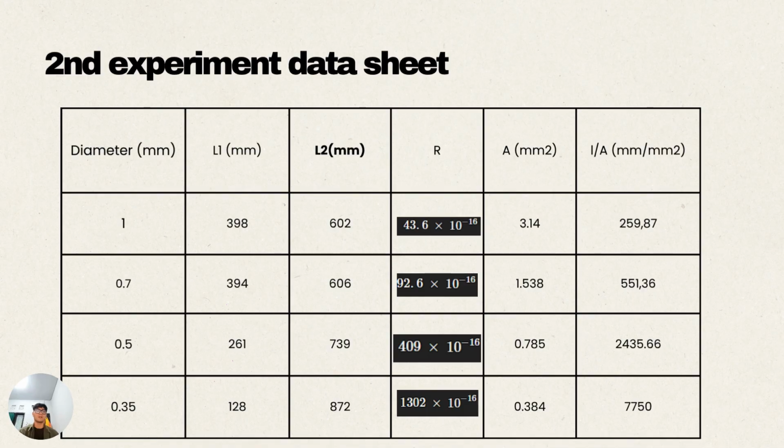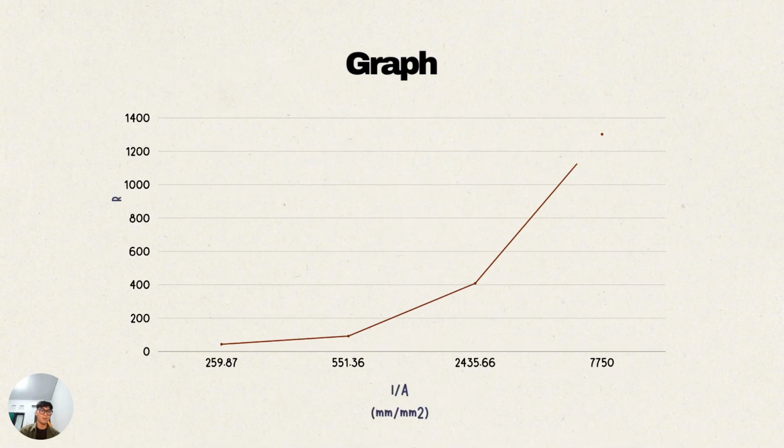For 0.35 diameter, we have L1 is 128 millimeters and L2 is 872 millimeters. Resistance is 1,302 times 10 to the minus 6. Area is 0.388 square millimeters, and L per A is 7,750 millimeter per square millimeter. Now this is the graph. As you can see, the larger the L per A is, the larger the resistance is.